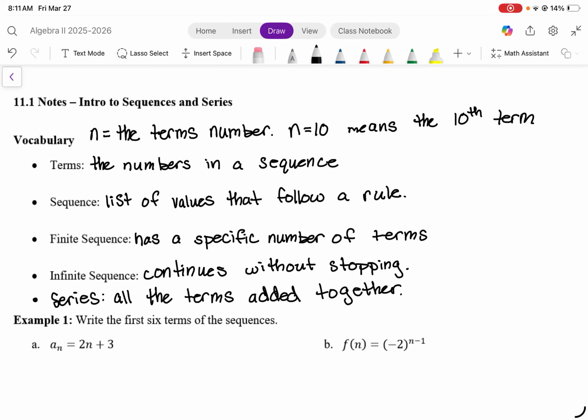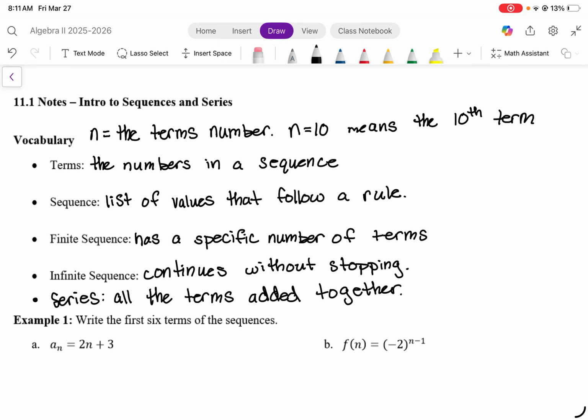For section 11.1, this is the introduction to sequences and series. To start off with, we have a little bit of vocabulary. If you see the variable n in this chapter, that is going to represent the term's number. For example, if n is equal to 10, that means it is the 10th term. The terms are the numbers in a sequence, and a sequence is just a list of values that are going to be following a rule.